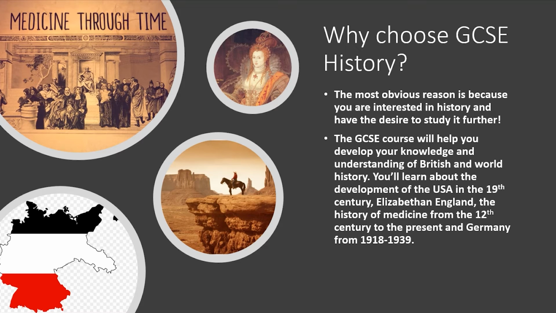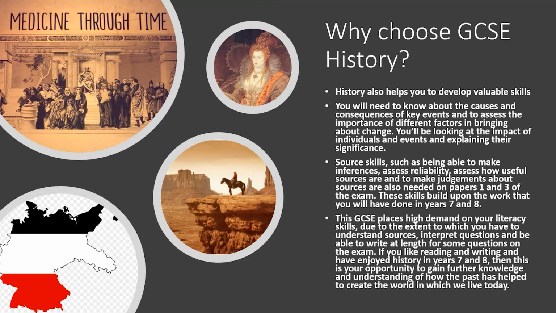So this course will help you to develop your knowledge and understanding of British and world history. So we're looking at a variety of units. We're looking at the USA in the 19th century, Elizabethan England, which you'll already have some knowledge about, the history of medicine from the 12th century to the present. So that's a slightly different way of looking at history, and Germany from 1918 all the way through to the outbreak of war in 1939.